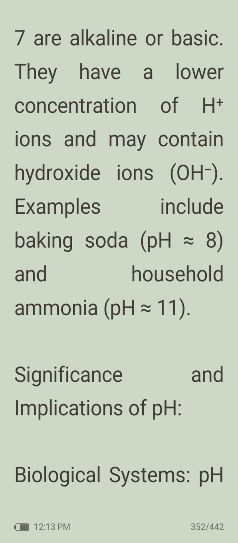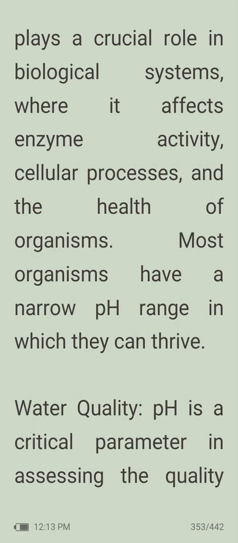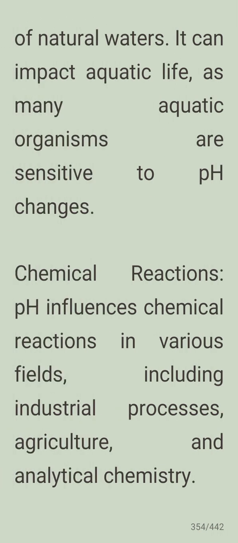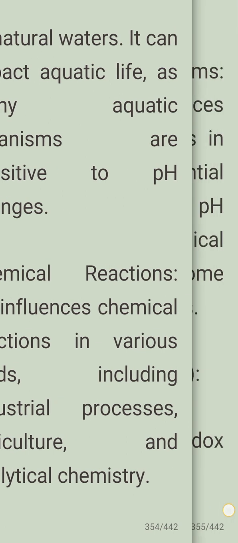So, significance and implications of pH. Biological systems. pH plays a crucial role in biological systems where it affects enzyme activity, cellular processes, and the health of organisms. Most organisms have a narrow pH range in which they can thrive. And water quality. pH is a critical parameter in assessing the quality of natural waters. It can impact aquatic life as many aquatic organisms are sensitive to pH changes. Then chemical reactions. pH influences chemical reactions in various fields, including industrial processes, agricultural and analytical chemistry.